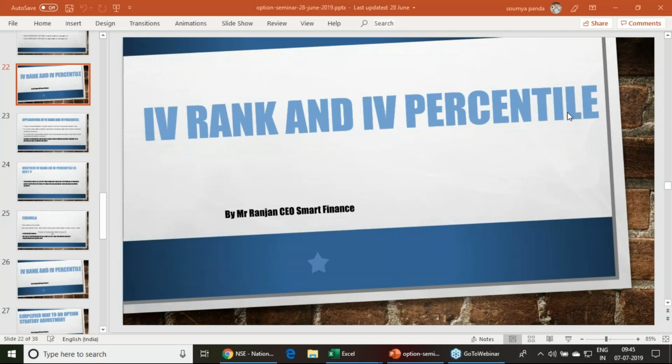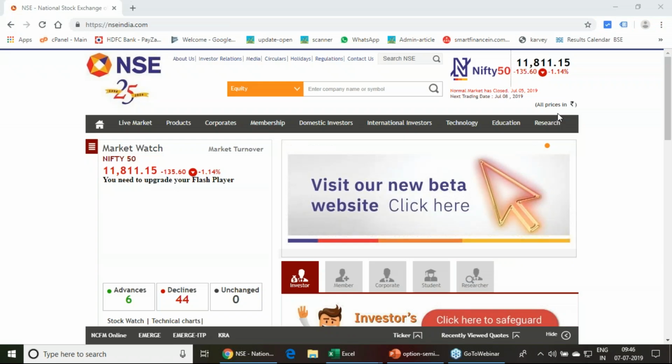Today I will be discussing the IV rank and IV percentile and option adjustment. When you form an option strategy, how can you form an adjustment? The basic objective of the adjustment is that my liability should not increase, my loss should not increase. That will be the objective of the option adjustment.